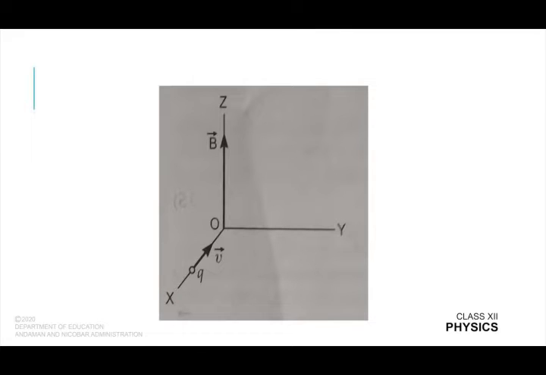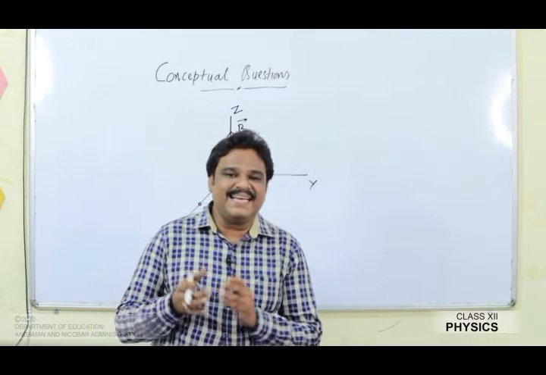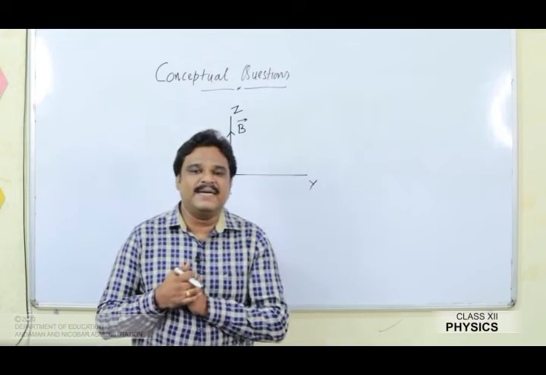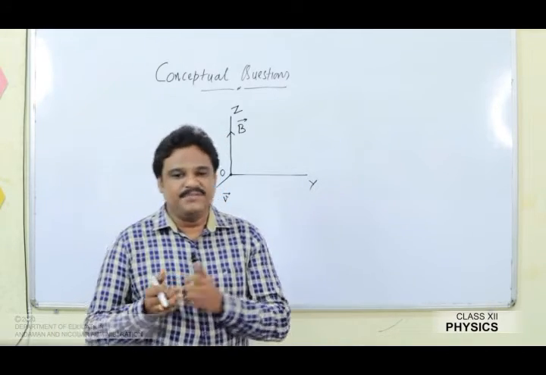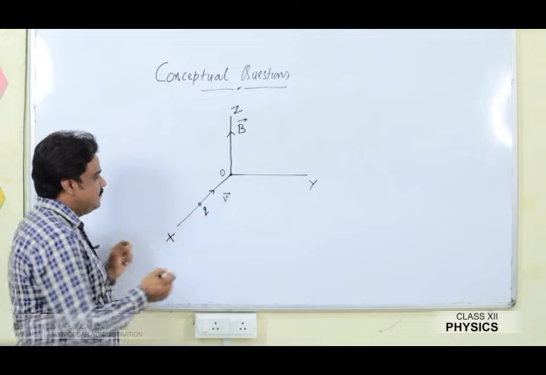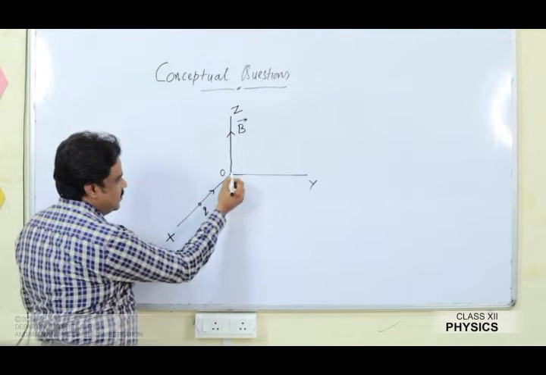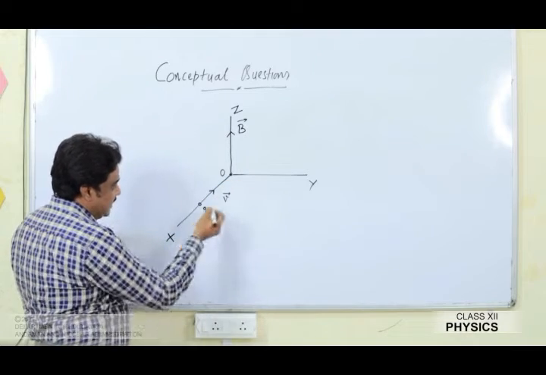You are able to see a charged particle is moving towards the origin along x axis with a velocity vector v. What about the direction of magnetic field? You are able to see it is acting along z axis. So ultimately you are going to trace the trajectory. What about the shape of the path the charged particle is going to follow? So let us see the diagram. The charged particle is traveling with a velocity v vector towards the origin, along x axis.